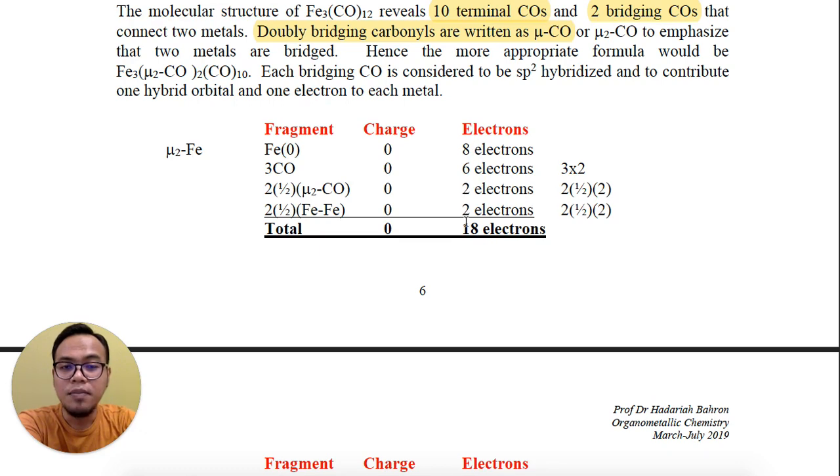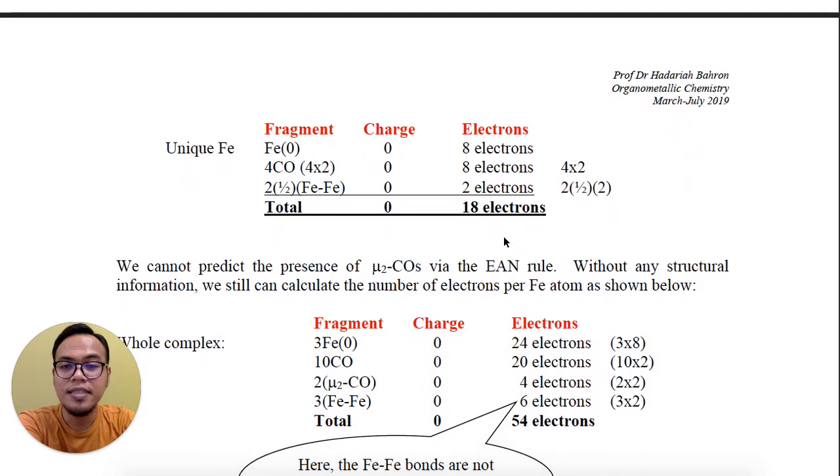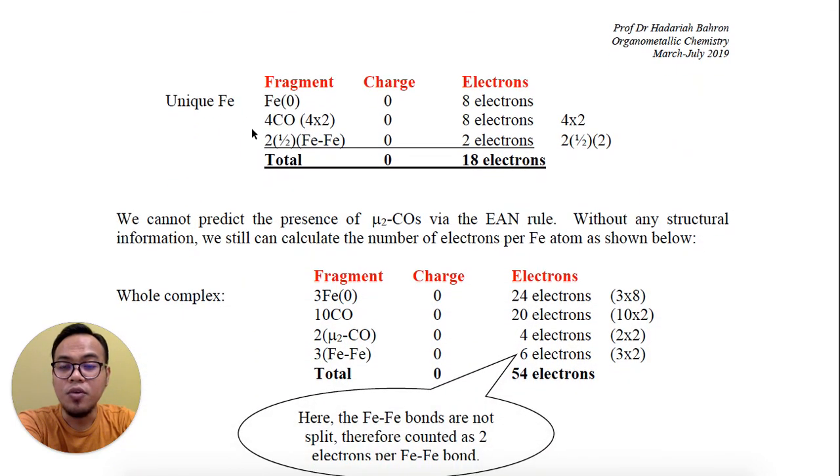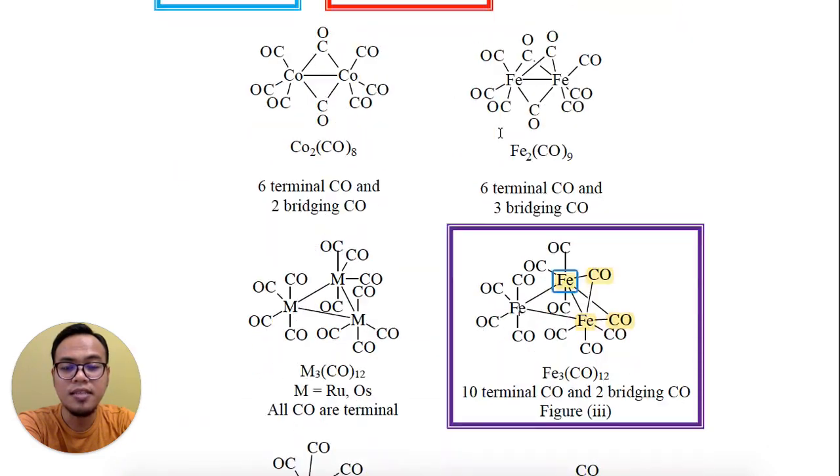So when you total up, you're going to get 18 electrons. So this is a stable configuration. But wait, we're not done yet. We have to calculate the unique Fe. Unique Fe meaning the one without the bridging ligand. So how do we calculate iron? 8 electrons, easy. So we have 4 carbonyl, so 8 electrons. Let us double check.